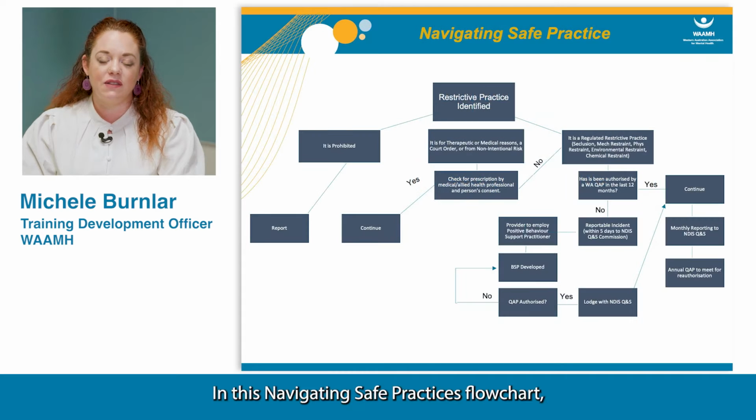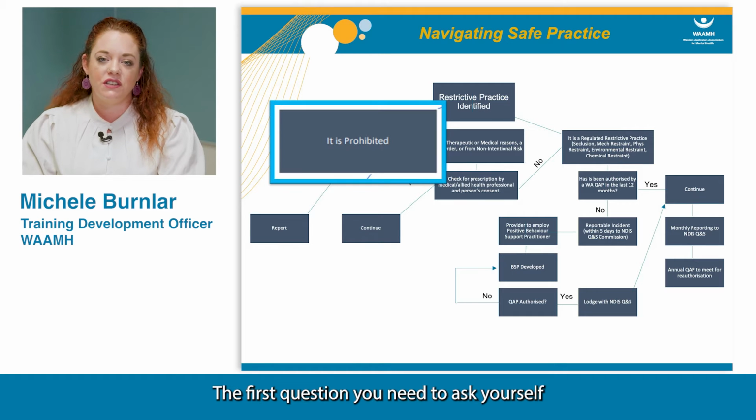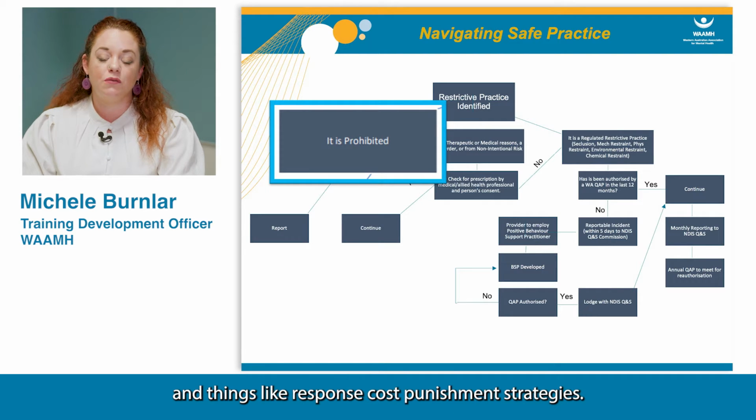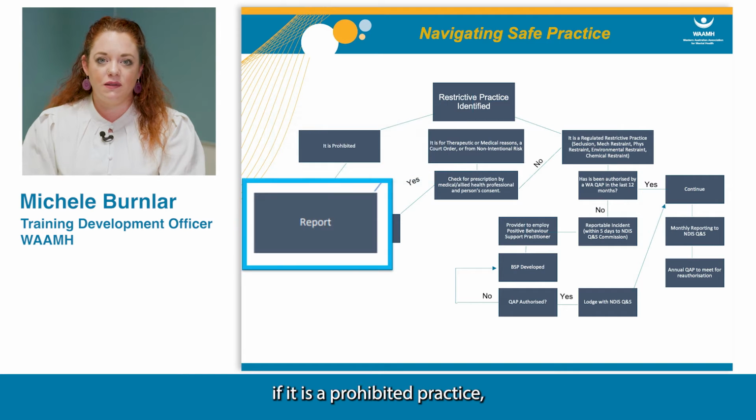In this Navigating Safe Practices flowchart, we can understand how restrictive practices sit in the NDIS framework. The first question you need to ask yourself is: is it a prohibited practice? These include certain types of physical holds and things like response cost punishment strategies. If it is a prohibited practice, it needs to be ceased and reported immediately.